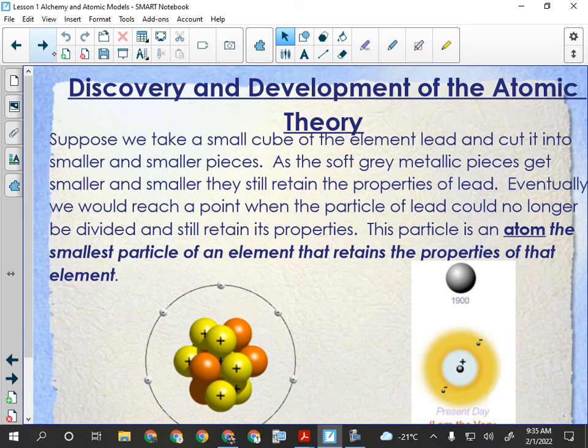Even if I could cut it small enough that I could get down to individual atoms, each one of those atoms would still be identical. They'd all be lead atoms. That's the smallest unit of that material.